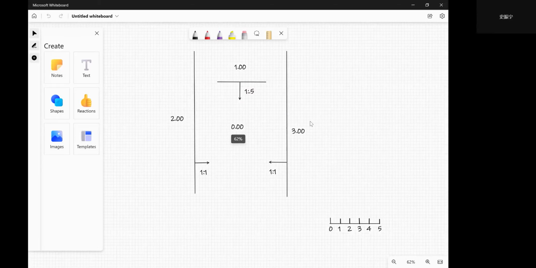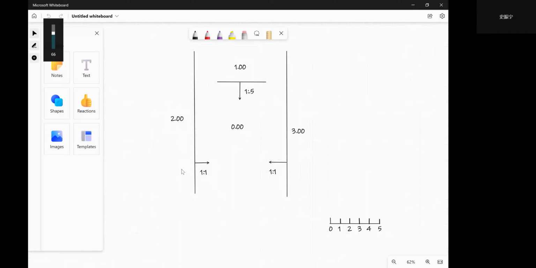Okay. So, can you see my screen? I think that you can see my whiteboard. Okay, can you see? Yes, Sashi. Okay.